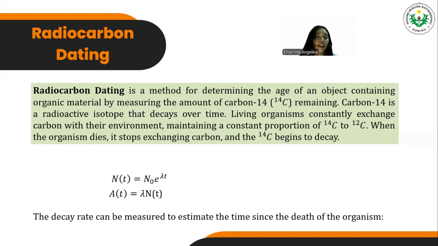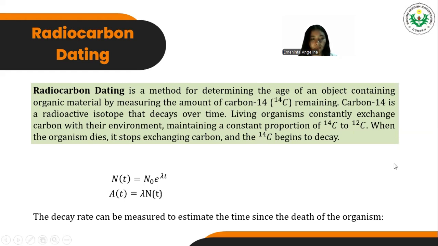The equation is like before, where N(t) is equal to the initial N times exponential to the power of minus the decay constant times time. The decay rate can be measured to estimate the time since the death of the organism. The advantage is that we learn about the decay process, and we can make predictions about the death of the organism.